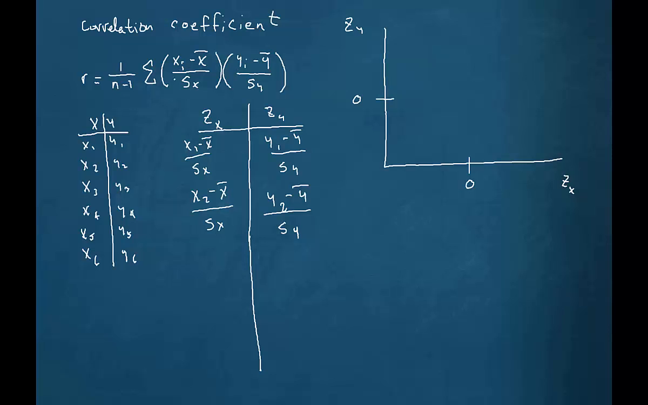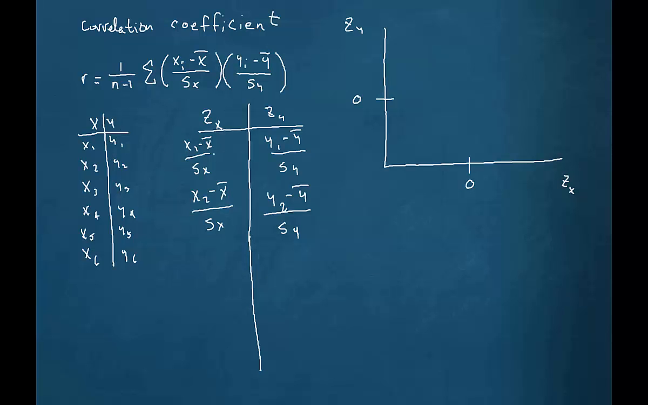The little subscript i here is just a placeholder for the number of the term in the list of ordered pairs. For instance, this data set here gives us 6 x values corresponding to 6 y values. So i would run from 1 to 6 for the z-scores for x, and i would run from 1 to 6 for the z-scores for the y's.